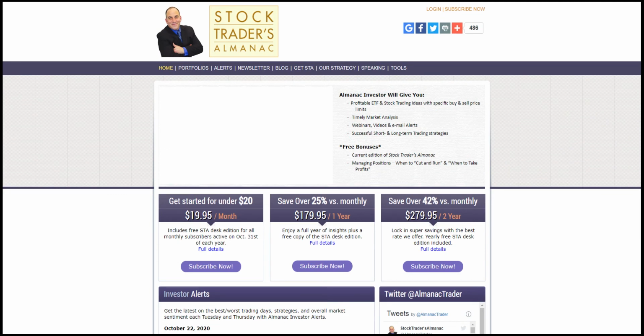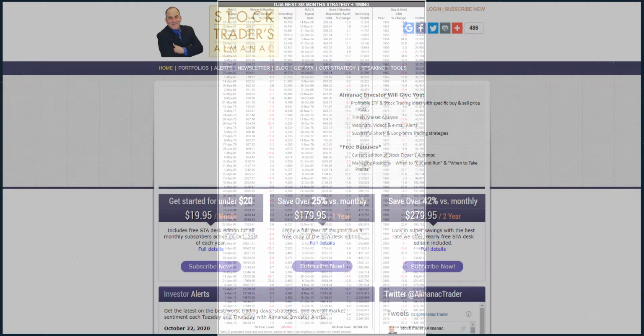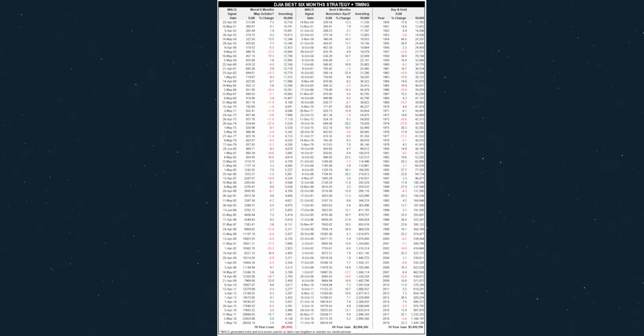Another application that you can use, but it's paid, is Stock Almanac. If you subscribe to them, you will receive successful short and long-term trading strategies, profitable ETF and stock trading ideas with specific buy and sell price limits, and even more. They even have history on their returns through the years, and they look really promising. So let me present you with one more application which is free and can help you find your seasonality pattern.